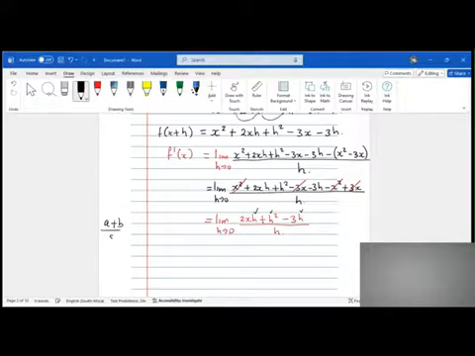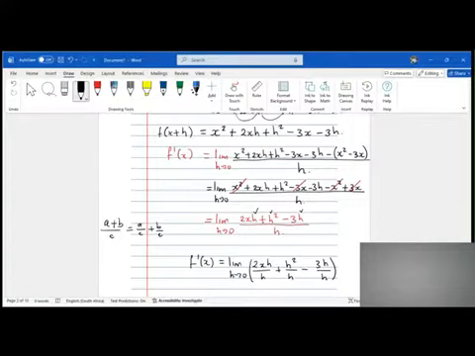So this will be f prime of x equals the limit as h tends to 0 of, we're going to divide each term there. So 2xh divided by h, then plus h squared divided by h, then minus 3h divided by h. So that's what we have there.